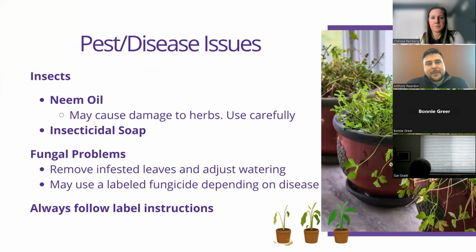And then when we looked at pests and disease issues, being that these are eaten typically directly, I don't generally like to recommend harsh pesticides with this. So ones that are available that wouldn't be as risky for consuming would be neem oil or insecticidal soap if you're seeing insect issues. There are also some fungicides out there, but they'll need to be labeled specifically for the condition that you're seeing. So always follow your label instructions very, very carefully.